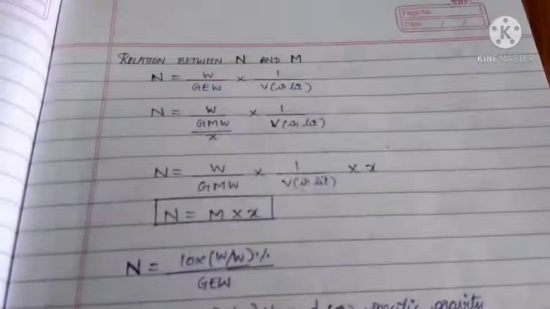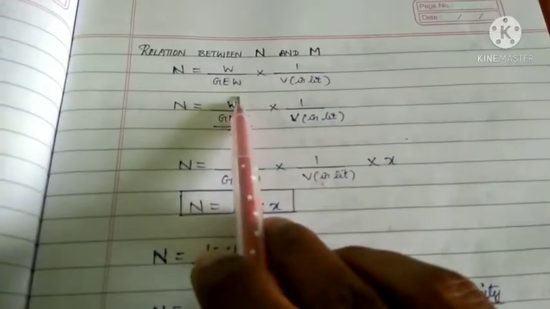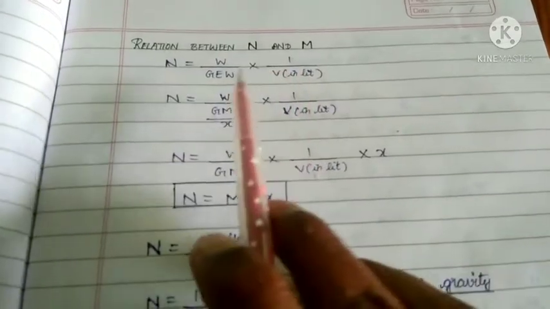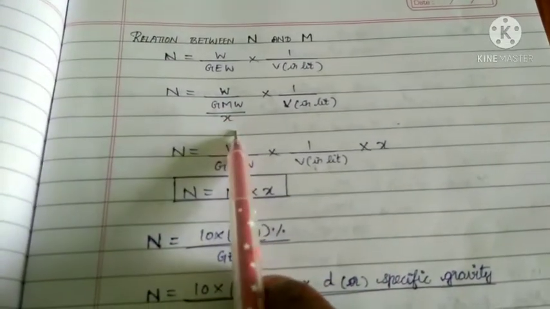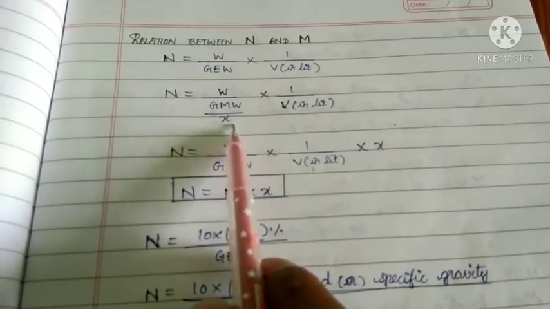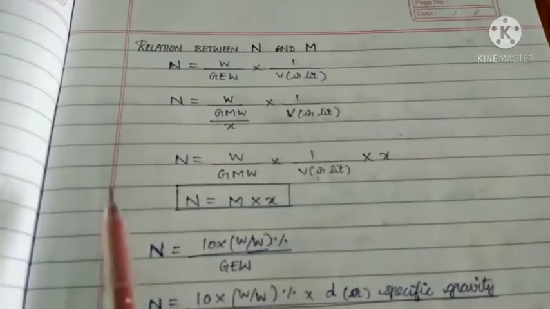Next, relation between normality and molarity. What is the formula? Normality equal to weight by gram equivalent weight into 1 by V in liters. Gram equivalent weight equal to gram molecular weight by X, where X is basicity in case of acids, acidity in case of bases, charges in case of salts.